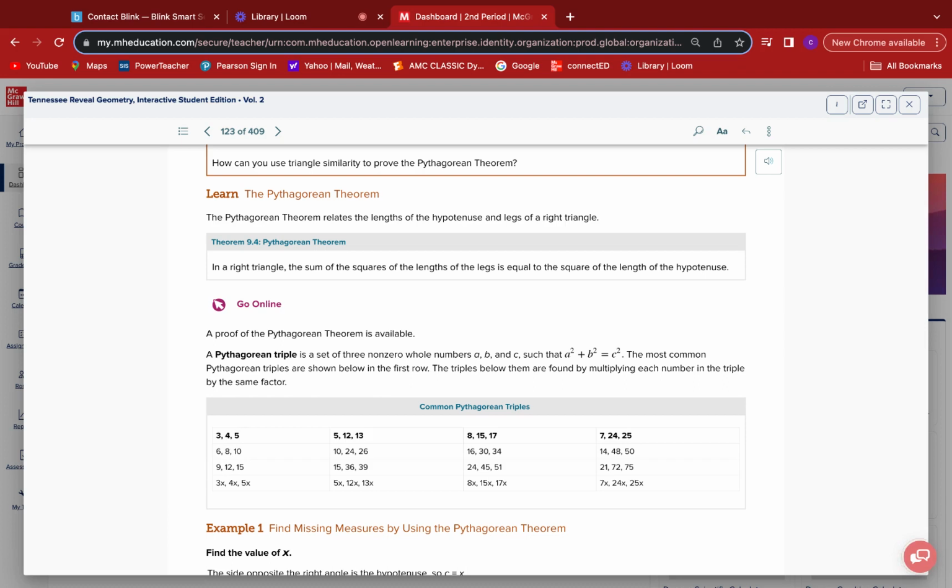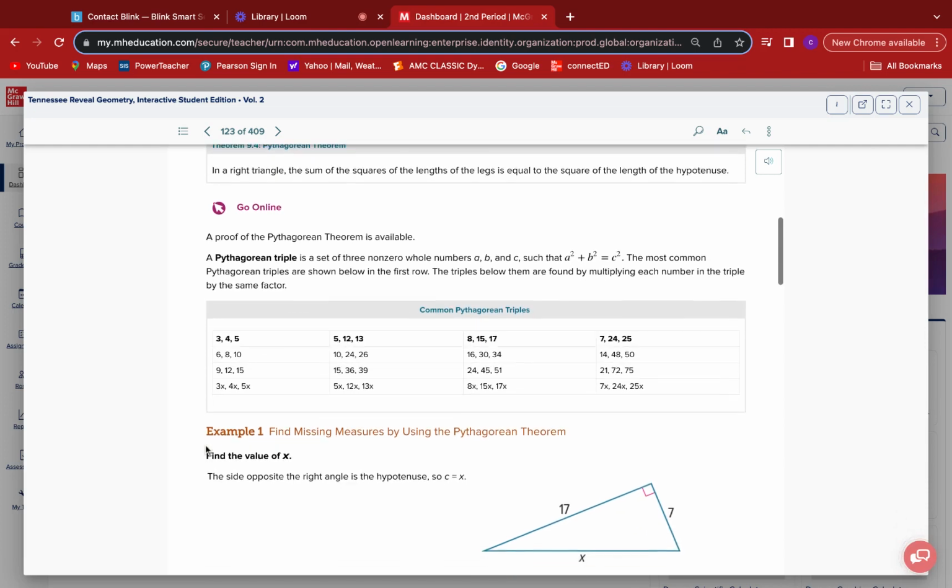You triple it, you get 9, 12, 15. We can also have 5, 12, 13 and double it and triple it. And then you can have 8, 15, 17, and you can, of course, double it, triple it, and then the 7, 24, 25. But again, probably the most well-known, and the one I've seen on the ACT practice stuff, is the 3, 4, 5 triangle. Okay, let's get into it.